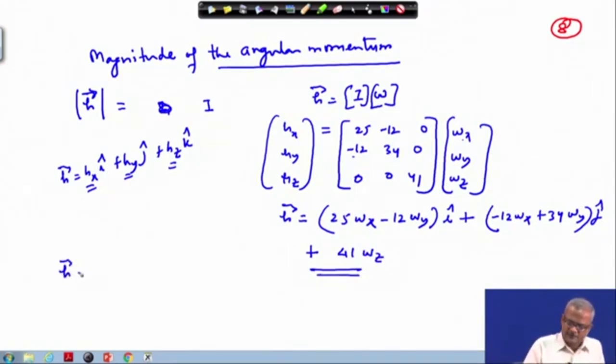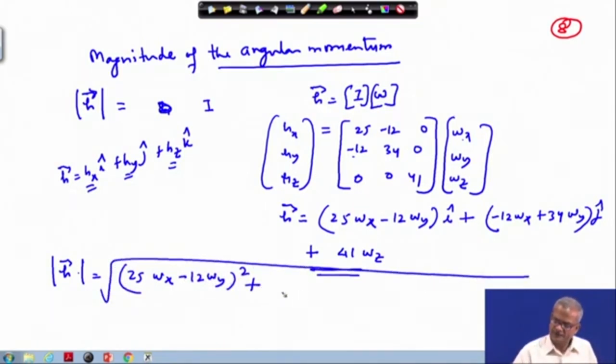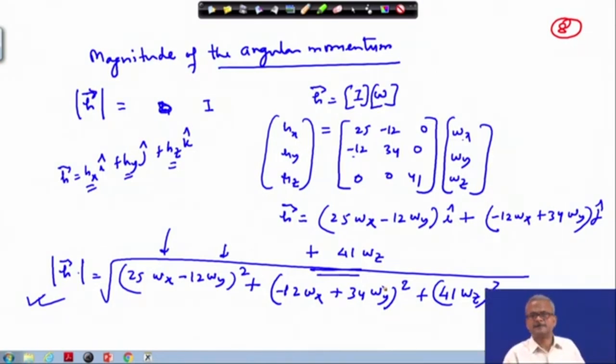Therefore, the h magnitude will be the square root of 25 omega x minus 12 omega y, squared, plus minus 12 omega x plus 34 omega y, squared, plus 41 omega z, squared. This gives you the magnitude, but here omega x, omega y and omega z are not given. If they are given, then you can solve this problem. So, we can stop here and we will continue in the next lecture. Thank you very much.